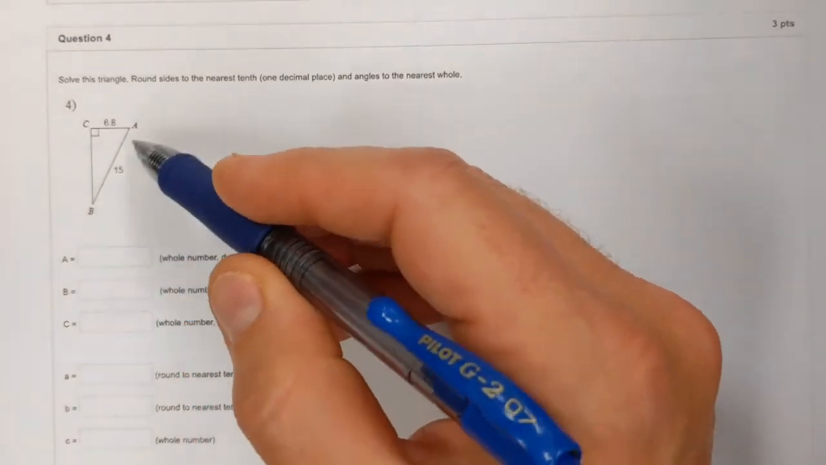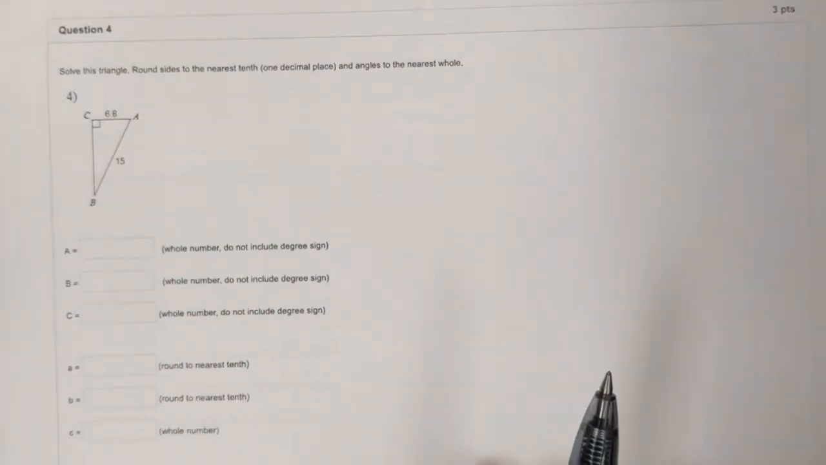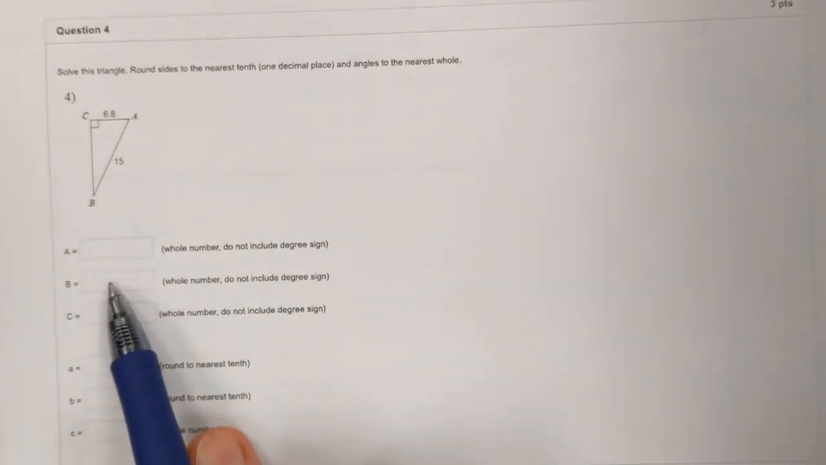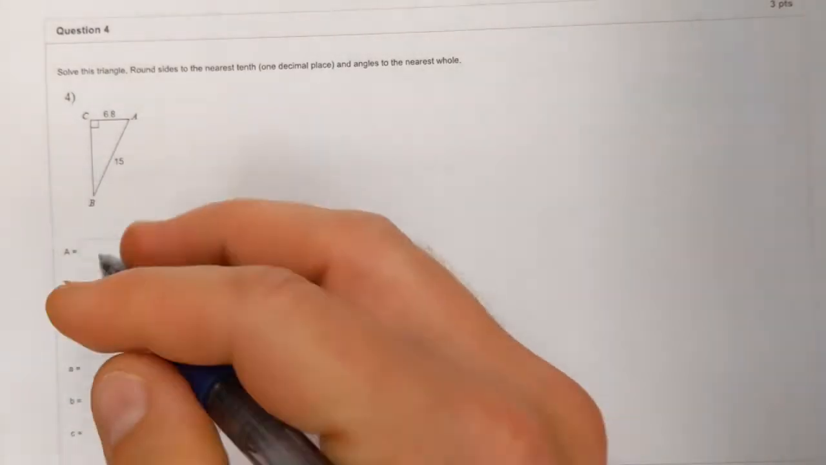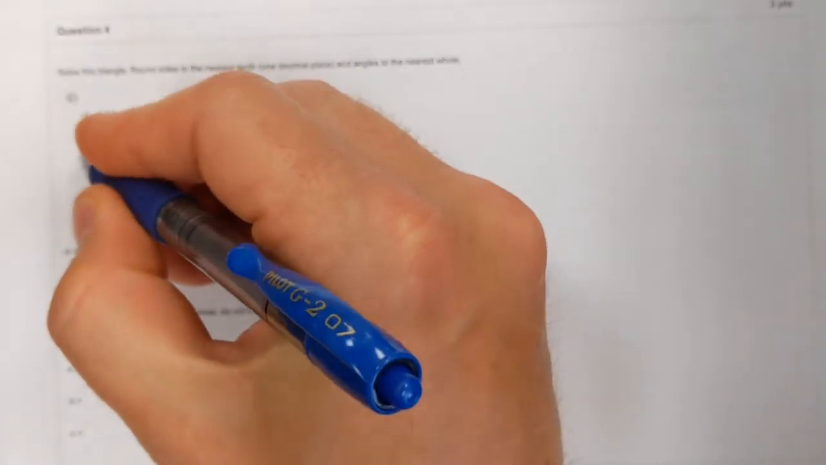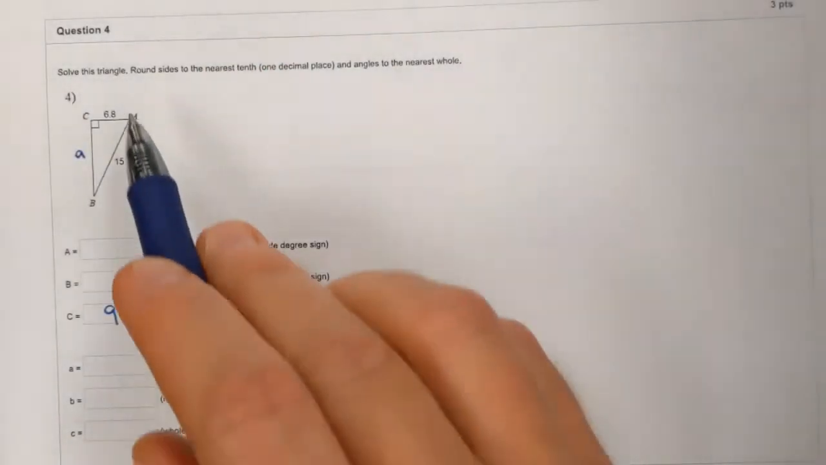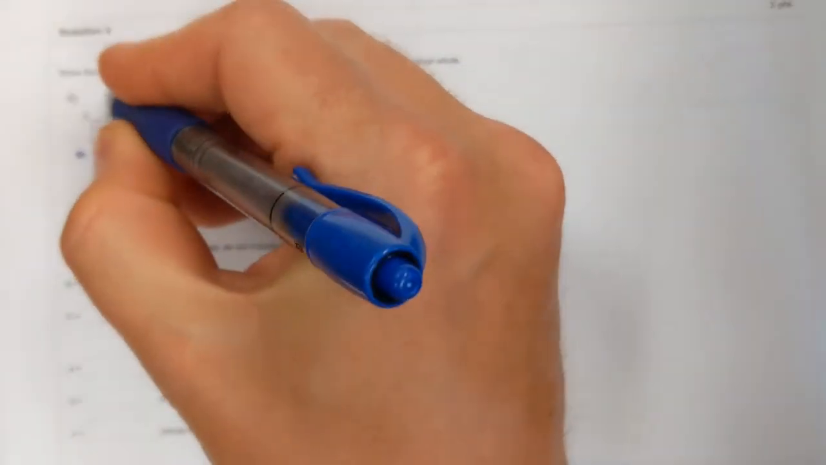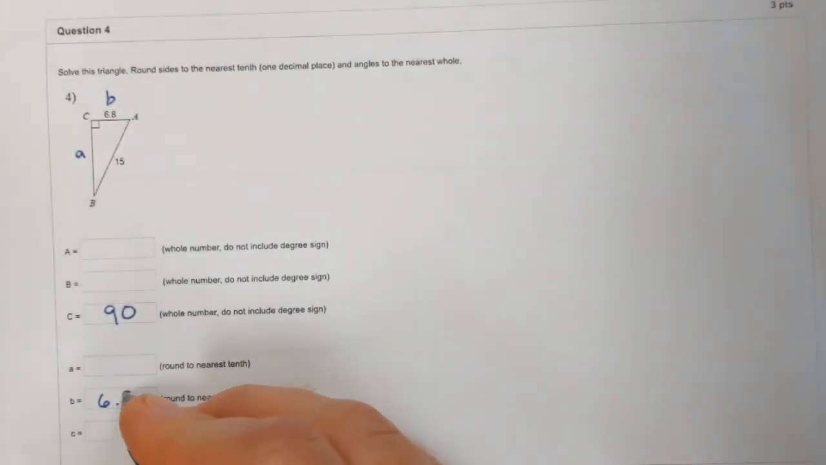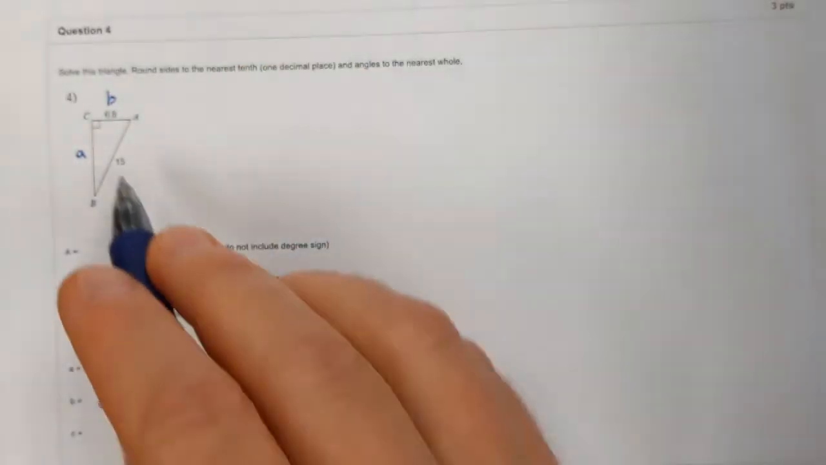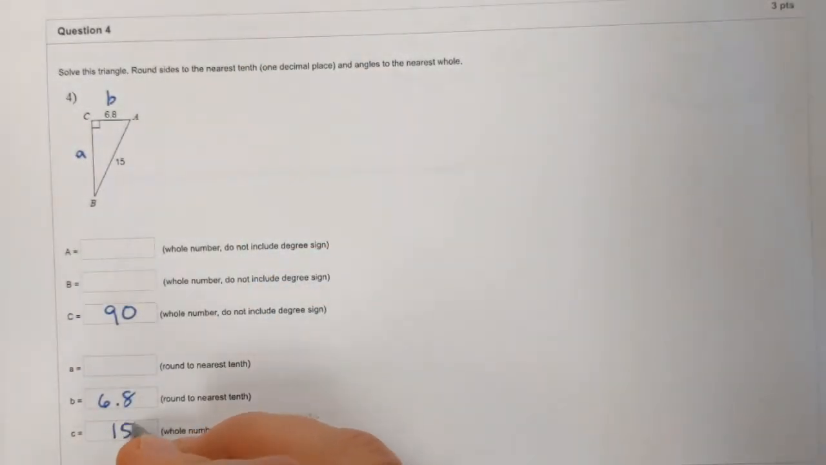Well, let's look at the information that we do have in this problem. So look at my angles. I do not know angle A. I do not know angle B, but I do know angle C, 90 degrees. Now let me look at my sides. Side A would be over here. That is unknown. Side B would be opposite of angle B. That would be up here. That would be the 6.8. And side C, that would be opposite of angle C. It's also the hypotenuse. That would be 15.